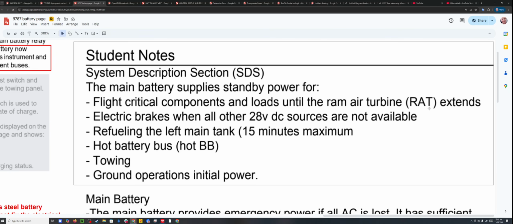The battery is also for when they're refueling the left main tank. It also powers the bus itself, which is the hot battery bus, which also powers the instrument bus. Kind of a pointless line there. Towing and ground operations initial power, and that ground operations initial power means exactly what I said before. Turning on the aircraft, you push the button, the power comes from the battery. That's all it's saying. Okay.